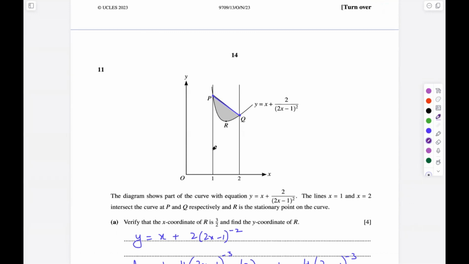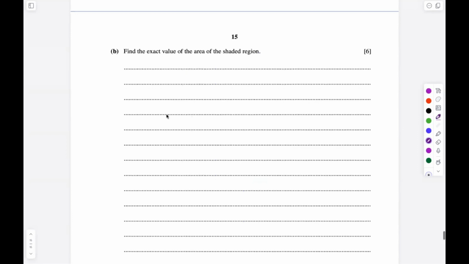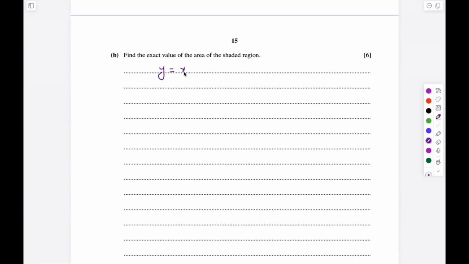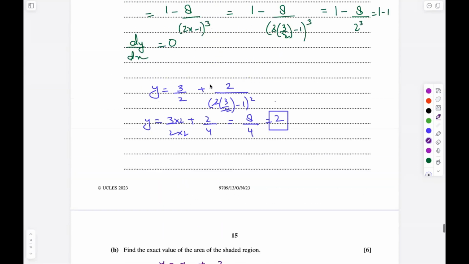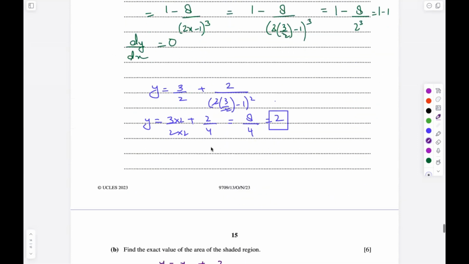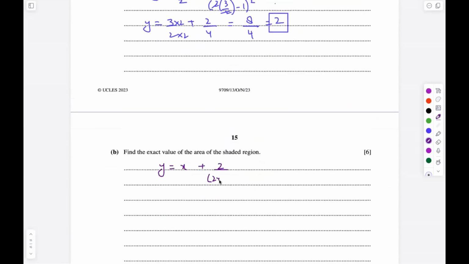As x equals 1 and x equals 2 are vertical lines, this will form a trapezium over here. Now, the equation was y equals (x plus 2) upon (2x minus 1) whole squared. First, we can take the value of x as 1.